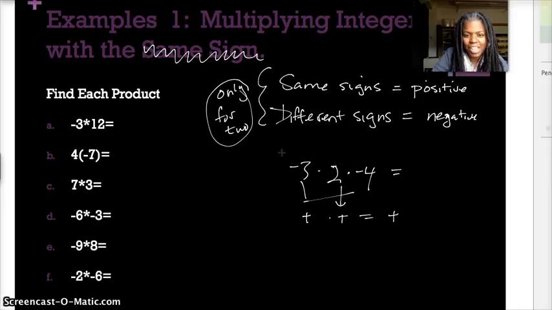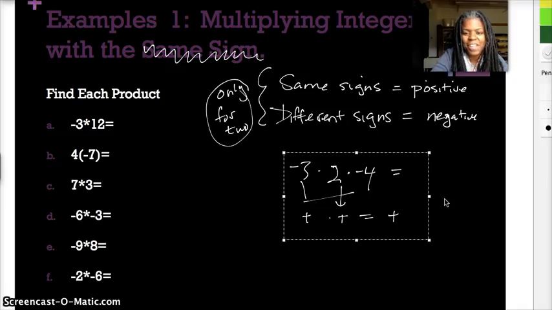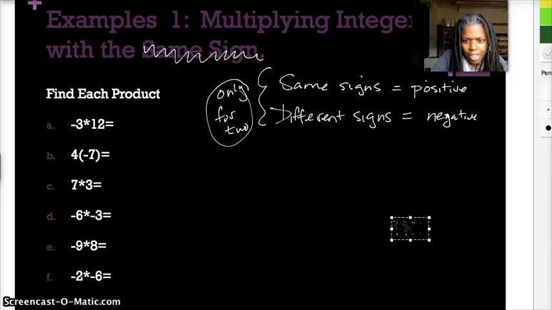All right, now that I've totally confused you, not really. Now that we've talked about that, let me make this disappear and get started with the problems that we have. So we've got -3 times 12. The signs are different, so I'm going to get a negative answer. 3 times 12 is 36, and I'm done.